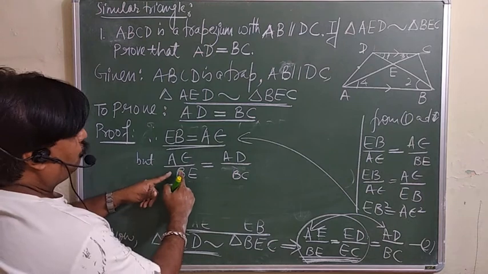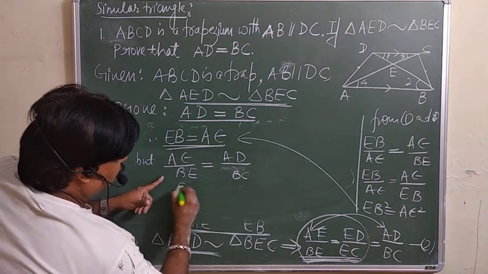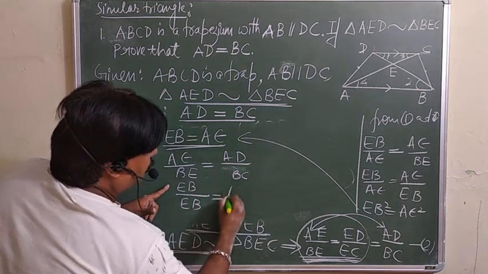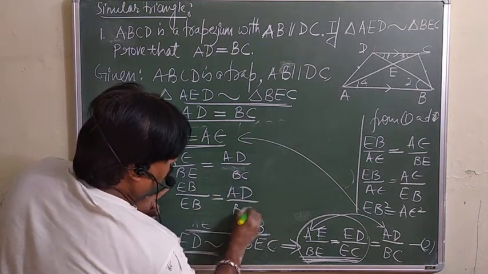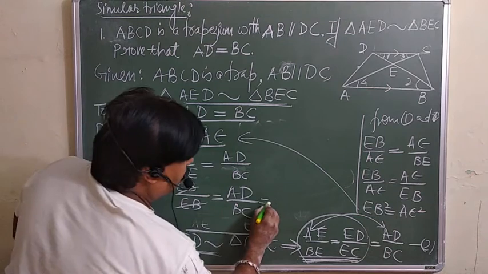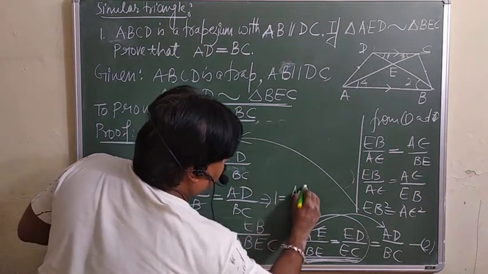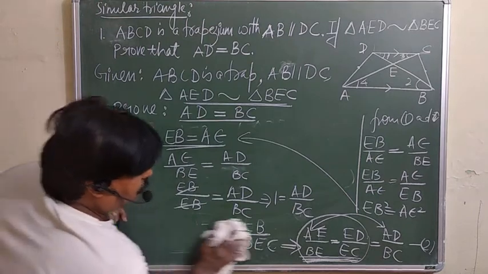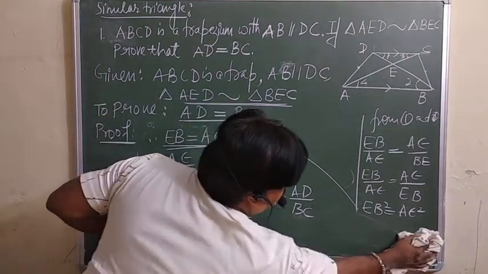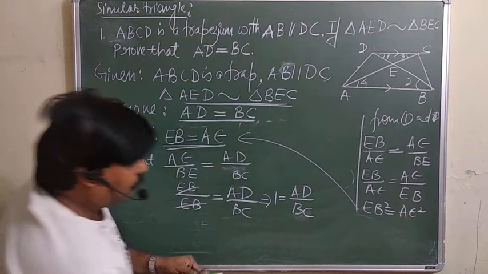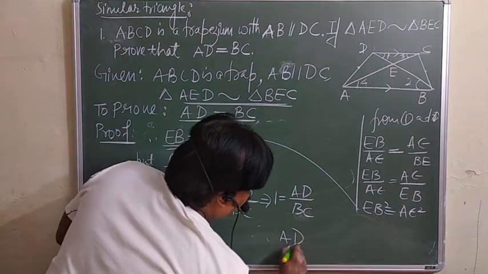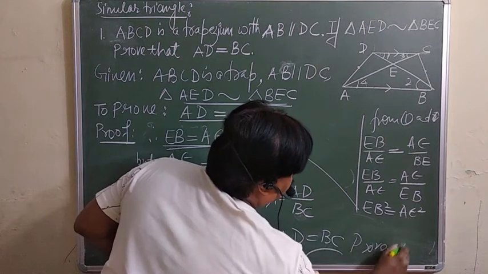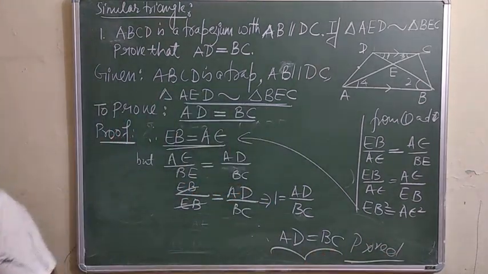So in place of AE you can write EB. So this is EB over BE, or you can write EB, it hardly matters, equals AD over BC. Cancel. So you are getting 1 is equal to AD over BC. Therefore AD is equal to BC. This is proved here only. Have a look.